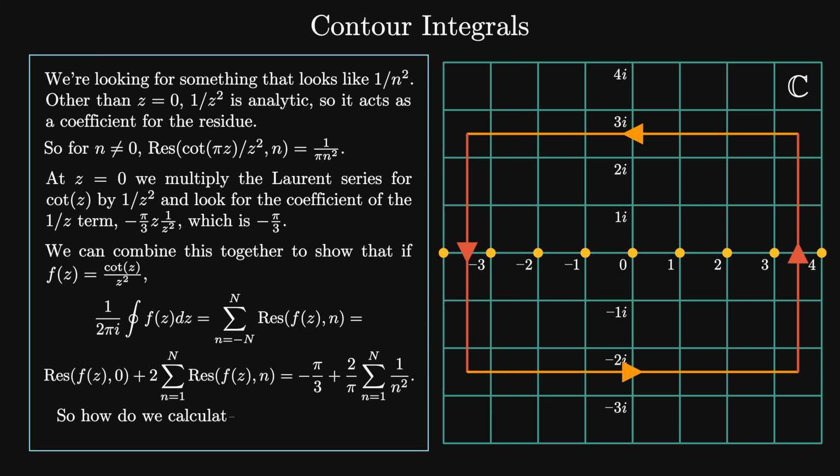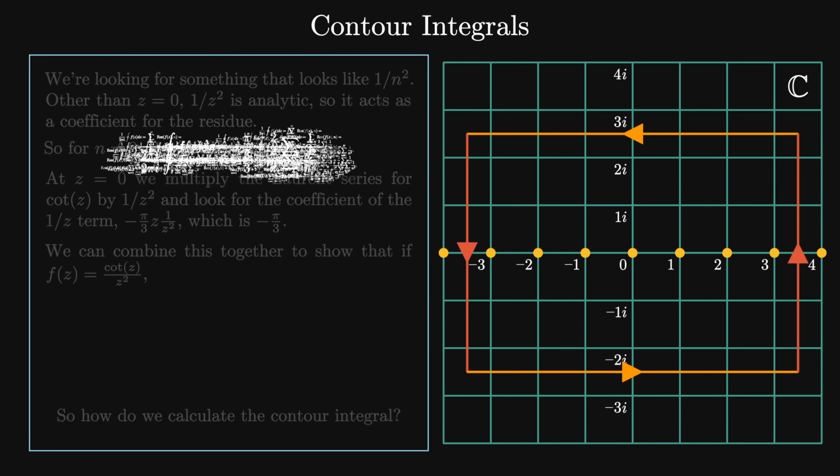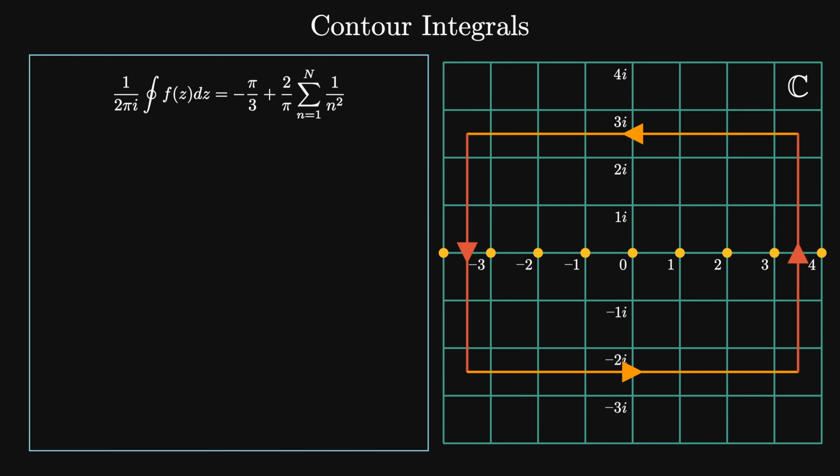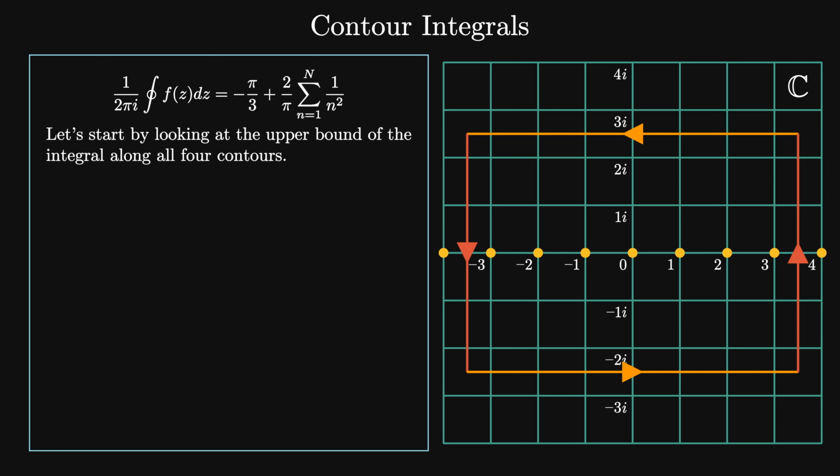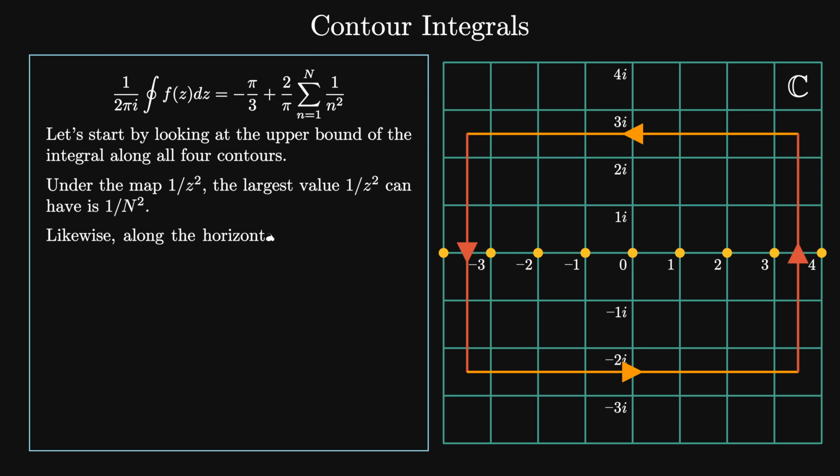So how do we calculate the contour integral? From Euler's famous formula, we know that it must vanish. Let's start by looking at the upper bound of the integral on all 4 contours. Under the map 1 over z squared, the largest value it can have is 1 over N squared. Likewise, along the horizontal lines, the magnitude of cotangent of z goes like cosh of y divided by sinh of y, which goes to 1 in the limit that y goes to infinity.